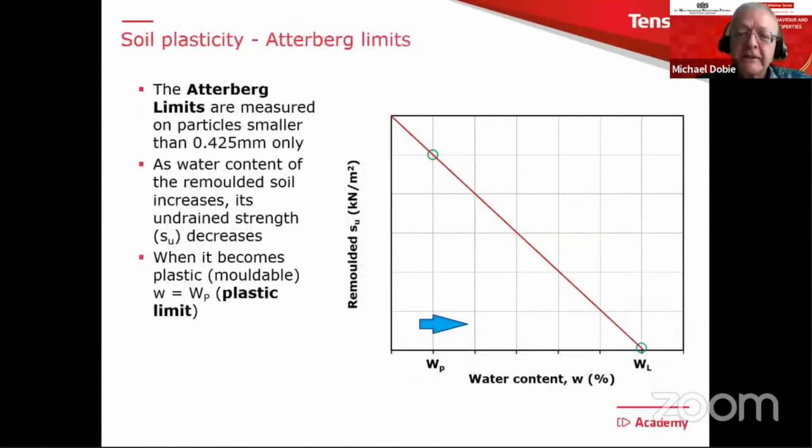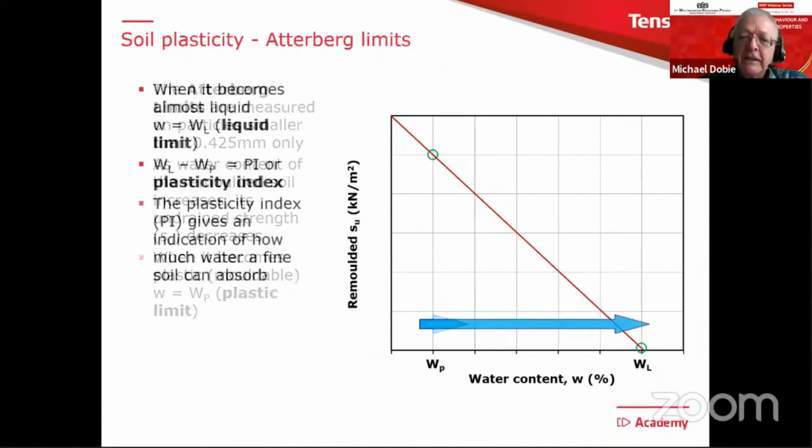Now, one way we look at the clay minerals is to measure the Atterberg limits. And the Atterberg limits, as I mentioned earlier on, are carried out on the particles smaller than 0.425 millimeters. So if we have a graph like this, where the horizontal axis is the water content and the vertical one is the remolded strength of a soil, maybe you've got it in your hand, then if you have a low water content, it'll feel quite stiff, but you can still mold it. And that would be something close to the plastic limit. But as you add more and more water to your sample, it becomes softer and softer until it essentially becomes almost a liquid. And we call that the liquid limit.